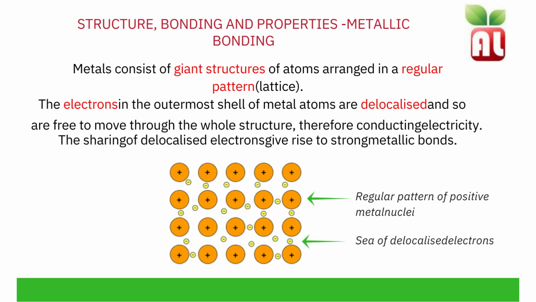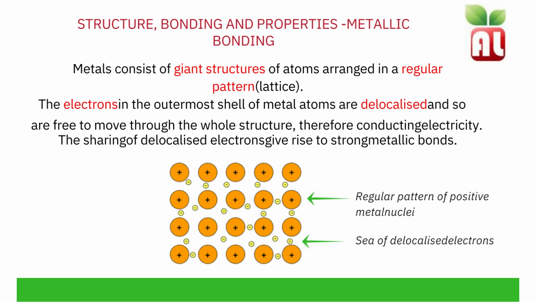Metallic bonding. Metals consist of giant structures of atoms arranged in a regular pattern or lattice. The electrons in the outermost shell of metal atoms are delocalized and so are free to move through the whole structure, therefore conducting electricity. The sharing of delocalized electrons gives rise to strong metallic bonds.